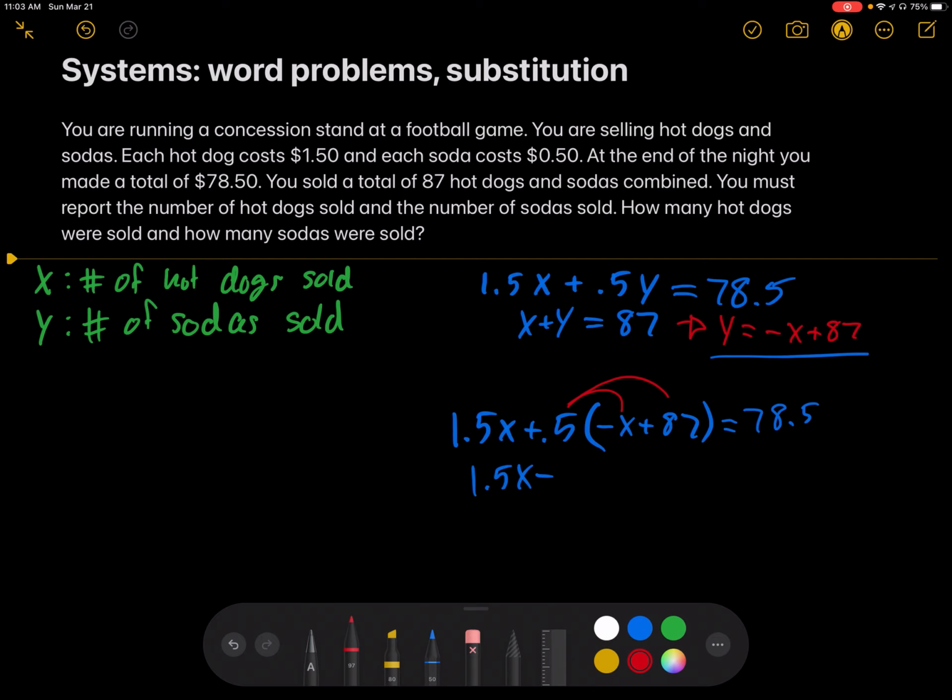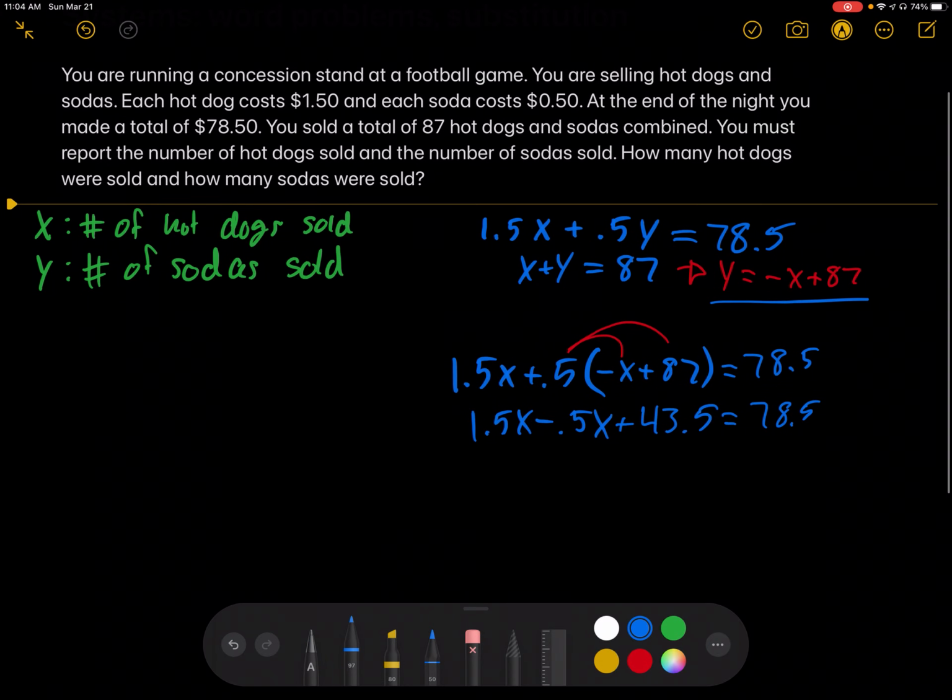So 0.5 times negative x, that's going to be minus 0.5x. And then 0.5 times 87, that's going to be 43.5, because that is half of 87. And then we've still got it equal to 78.5. So we can continue solving this by just doing 1.5x minus 0.5x, and the 0.5's just get rid of each other, so it's just x. So you're just taking off half from that.